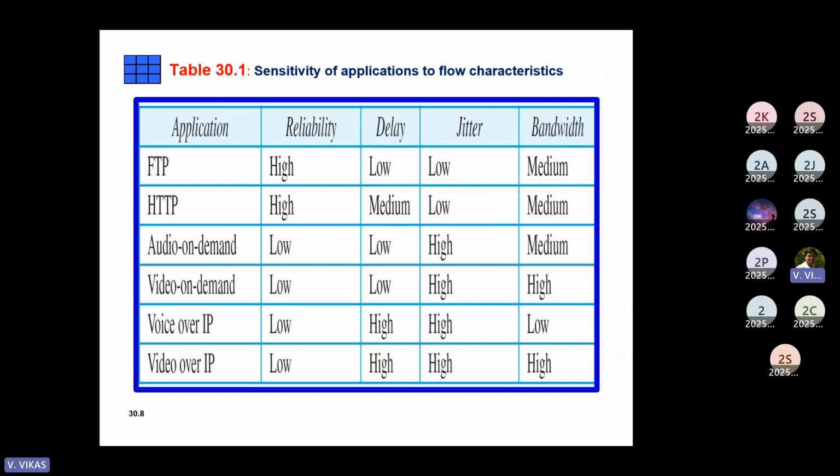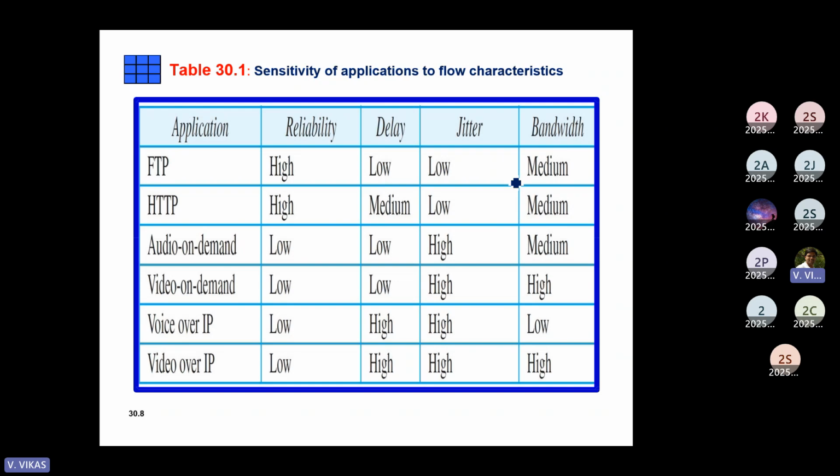Then when we go with HTTP, reliability is critical, and delay is also a little bit important, because we say hypertext transfer protocol, right? There we might be talking about images, video, audio, all those web pages. So delay requirements are not critical, but a medium requirement is there. Whenever you are loading a web page, if it has video content and so on, we won't be interacting directly with the images or video, so delay requirements are a little bit less. Then bandwidth also, we require medium bandwidth.